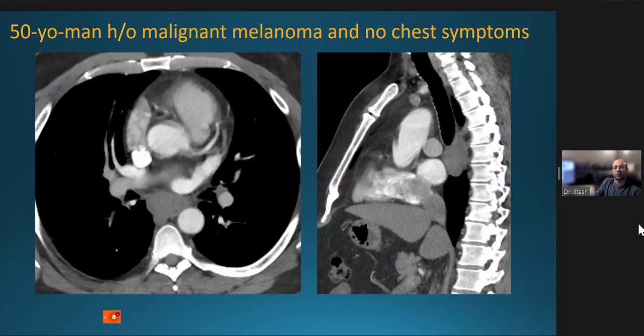All right, so this is another patient with a lesion in the visceral space next to the esophagus. We can see this patient has a history of malignant melanoma, was getting staging CT, and was found to have this lesion adjacent to the esophagus, but there were no chest symptoms. So, asymptomatic patient. This is a case of an esophageal leiomyoma, which is again a benign tumor.